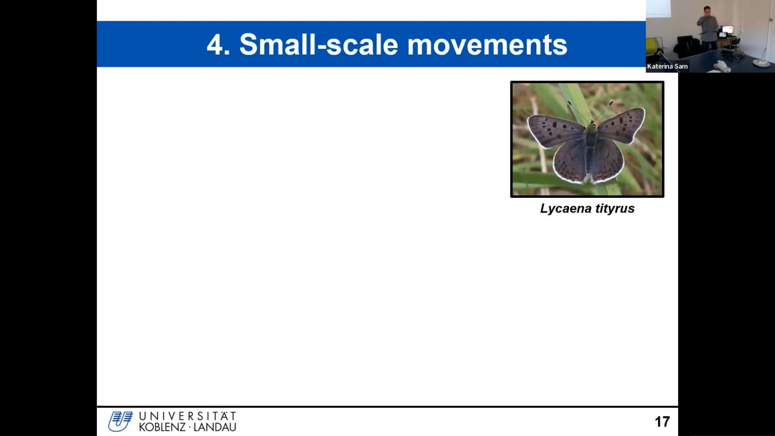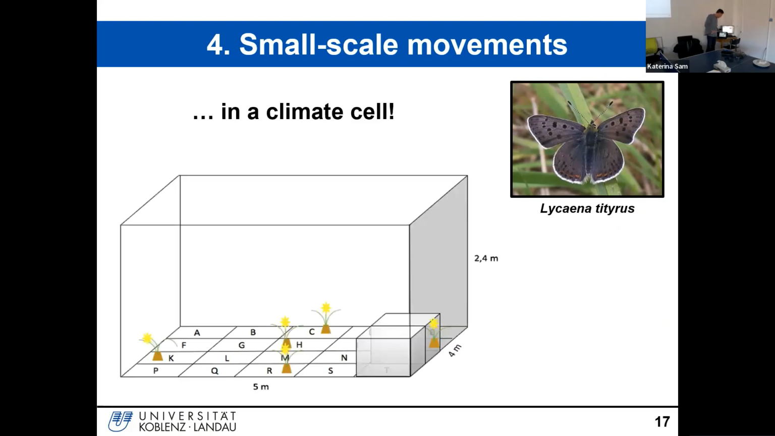So now we go from the bottle to the next larger scale, small scale movements in the same species, and small scale means within the climate cell. What we did here, 5 by 4 meters, a 20 square meter climate cell, we had release cages, and then we had different squares in here with some flowers for feeding, etc. And simply every 30 minutes, we located the position of each butterfly, and we simply counted the number of different positions. So some were sitting all the time here, and others were moving around. This is what we did here.